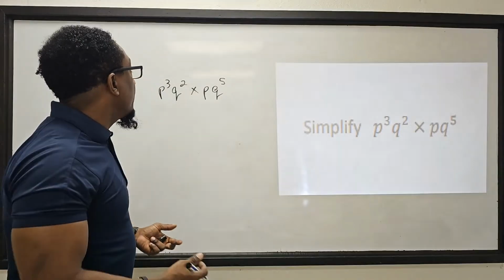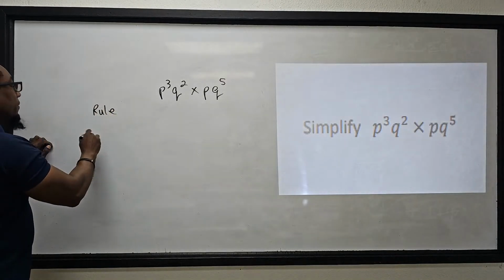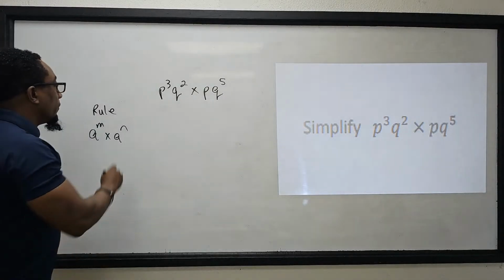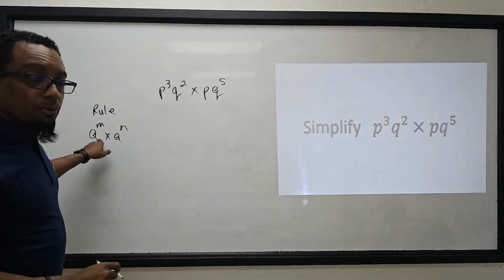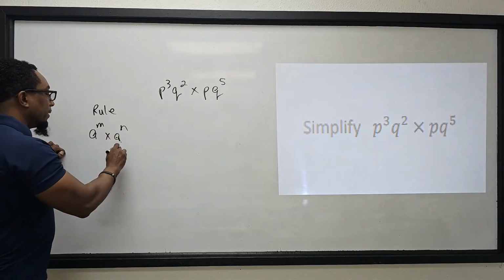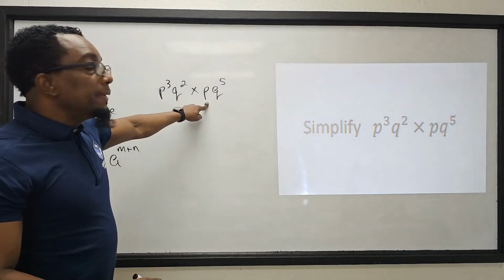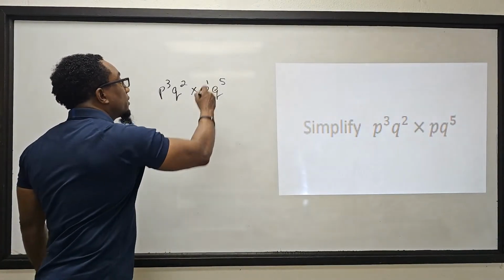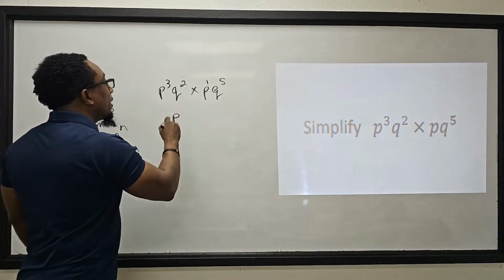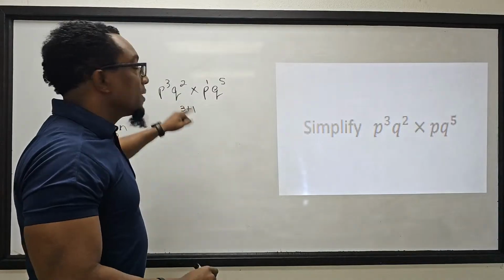And when you're multiplying, the rule of multiplication states if you have a to the power of m multiplied by a to the power of n, once you have the same base, you maintain the base a and you add the powers. So I have p to the power of 3 by p to the power of 1. 1 is understood here, even though it's not seen. So this will be p to the power of 3 plus 1. I add my powers once the bases are the same.